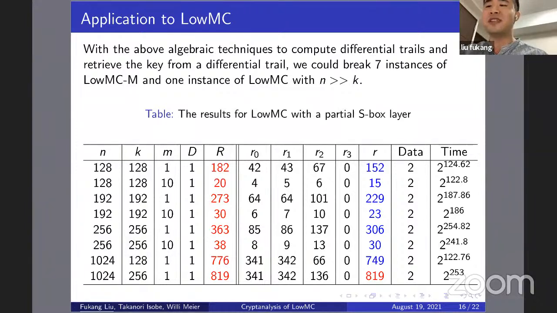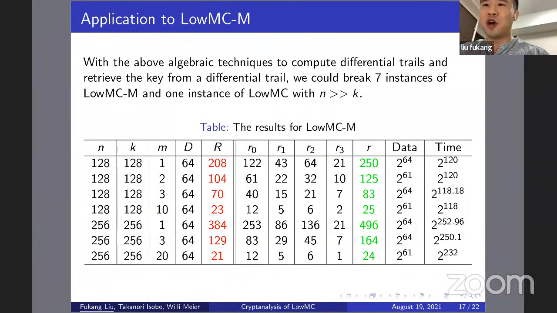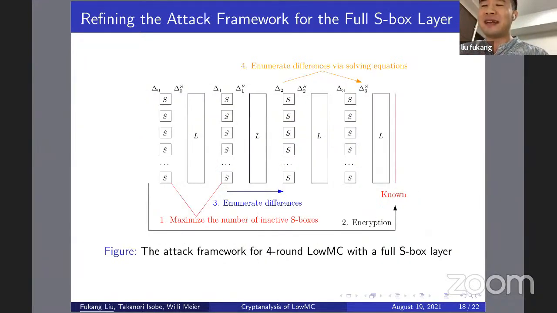So as shown in the last row of this table. And second, it allows us to break 7 instances of LMCM. Then when applying our attack to the 4-round LMC with a 4 S-box layer used in Picnic 3, by refining the attack framework and using similar ideas to linearize, extracting the linear equations from the active S-boxes and enumerating differences while solving equations, we can also break all the parameters.